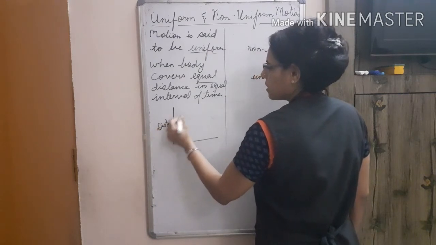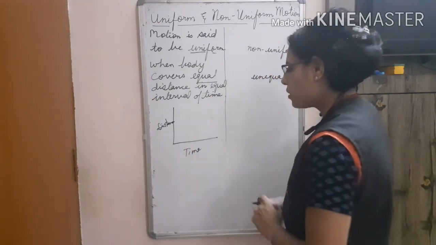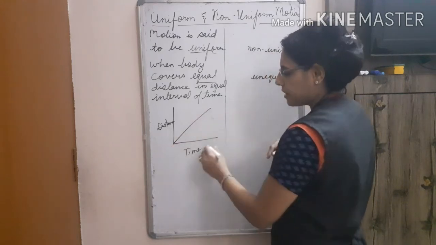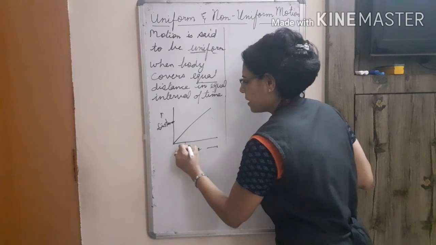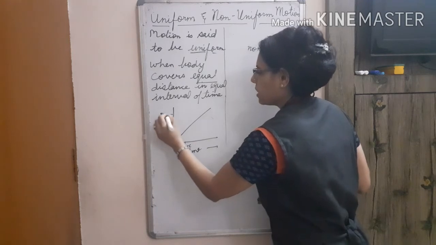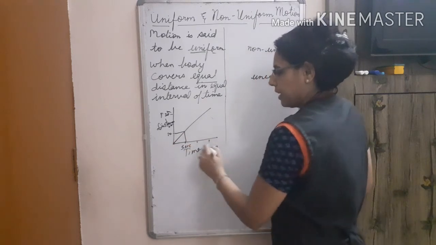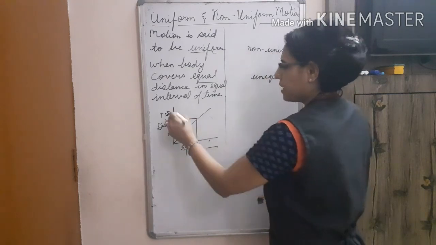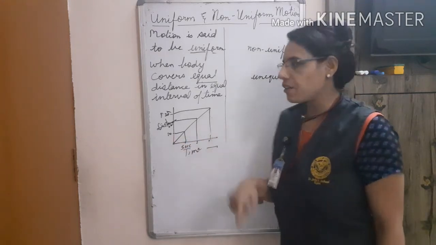Now, when we plot a graph, suppose here I have taken distance, here I have taken time. For the uniform motion, all the time we obtain the graph as a straight line. Because in the first 5 seconds, the body covers 10 meters; in the next 5 seconds, the body covers equal distance; in the next, the body covers equal distance. So we obtain a straight line graph.